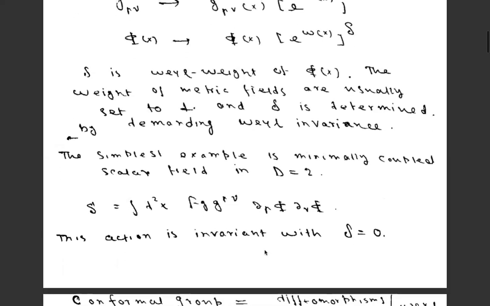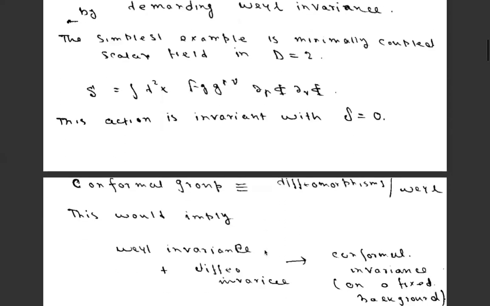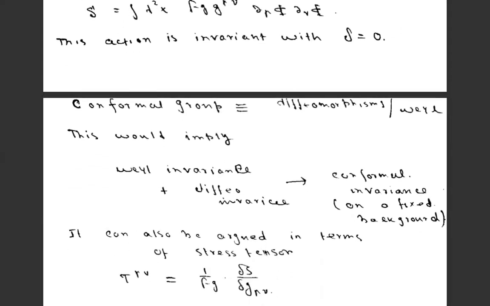So this is the Weyl invariance of the action. Now we want to know what is the relation of these Weyl invariant theories to conformal field theories. So we have been talking about conformal field theories. Now conformal transformations we have seen to be diffeomorphisms that change the metric up to some Weyl factor, right?